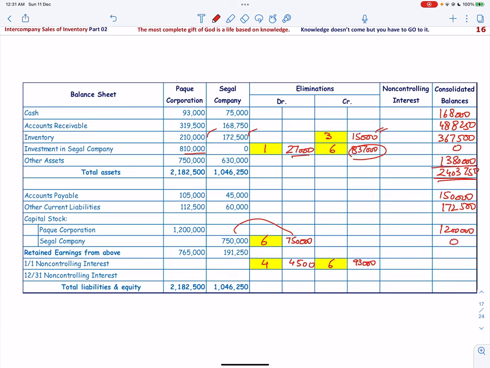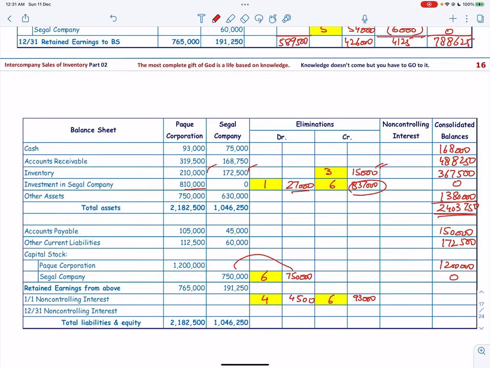The retained earnings are going to be just brought from the retained earning statement, and that is 589,500, and then we have 426,000, and then we have 4,125, and then we have 788,625. Now this is coming straight from the retained earning statement.